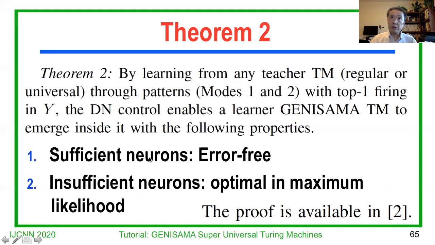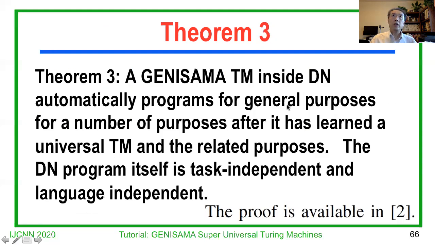When you have sufficient neurons, it's error-free. With insufficient neurons, it's optimal in the maximum likelihood sense. So it's very similar to the theorem we talked about earlier, except right now we talk about the learning Turing machine, right? Theorem 3: a Genesema Turing machine inside the DN automatically programs for general purposes. Now, automatic programming for general purposes, for a number of purposes, after it has learned a universal Turing machine. Now we talk about Turing machine, not FA anymore.